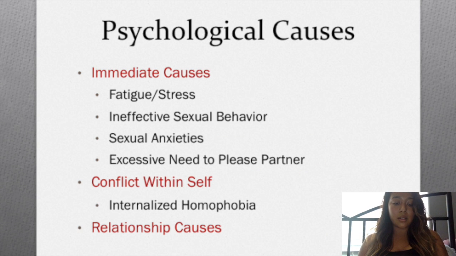Some psychological causes do include fatigue and stress. Individuals may be physically exhausted from their daily life. Ineffective sexual behavior leads to sexual function difficulties and dissatisfaction, and can also lead to spectatoring, which is when a person becomes a spectator of his or her own sexual behavior. Sexual anxieties and the excessive need to please a partner would be immediate causes. Another cause could be a conflict within self, like if a person has internalized homophobia, which is self-hatred because of one's own homosexuality, or relationship causes.